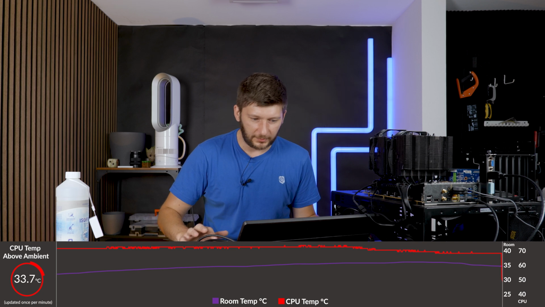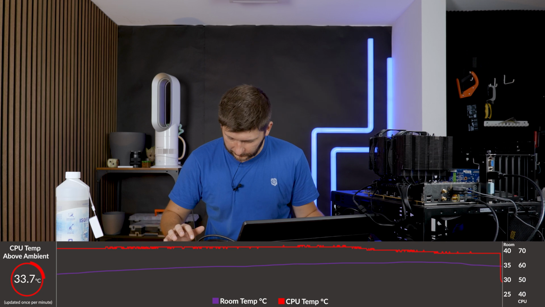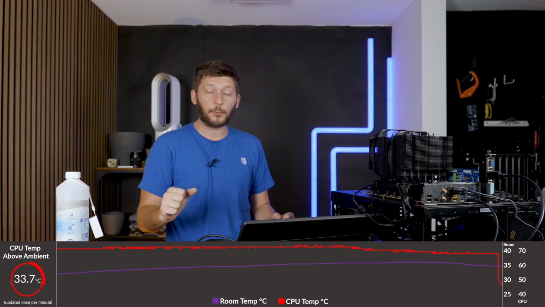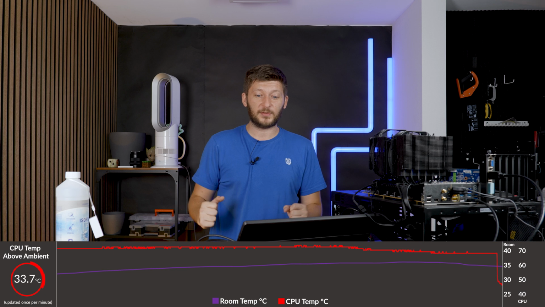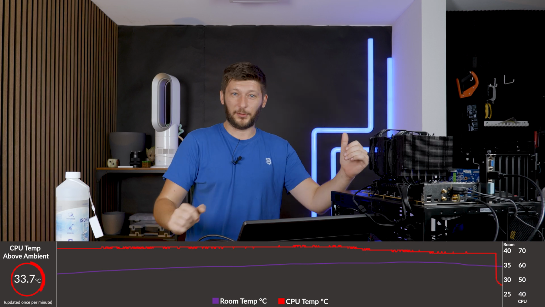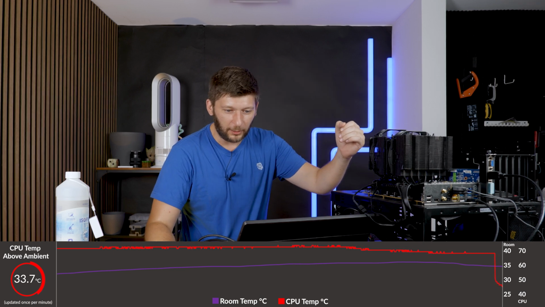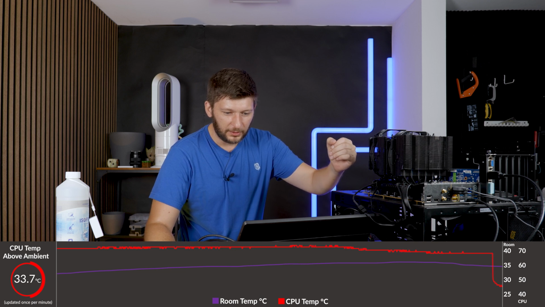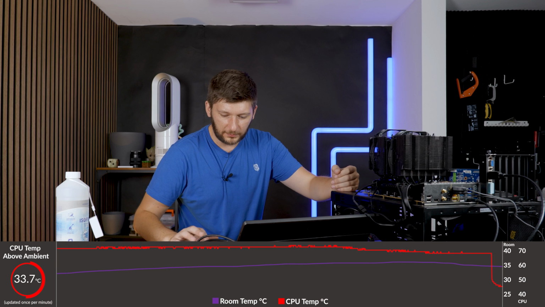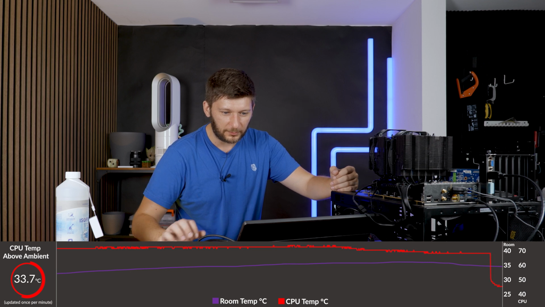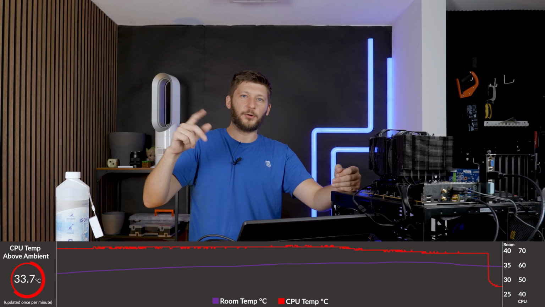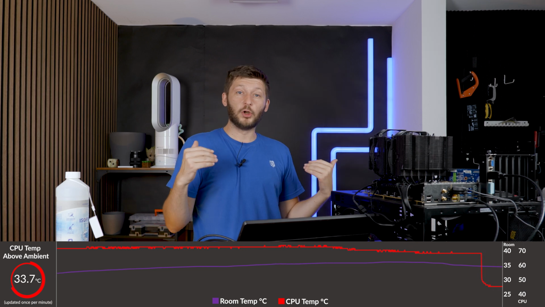So 68.63 minus the 34.9, and we are sitting at 33.73 degrees C above ambient on the chip, which compared to the original 35.3 minus 35.3, which means that we are now sitting at minus 1.5 degrees C. I did not expect that.